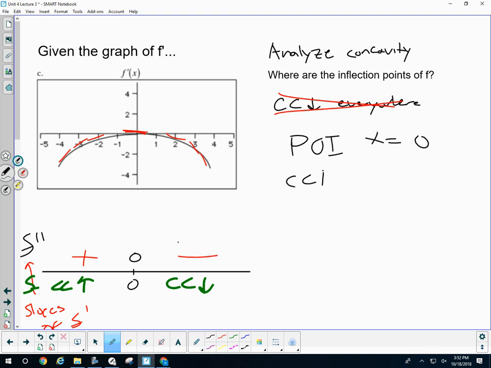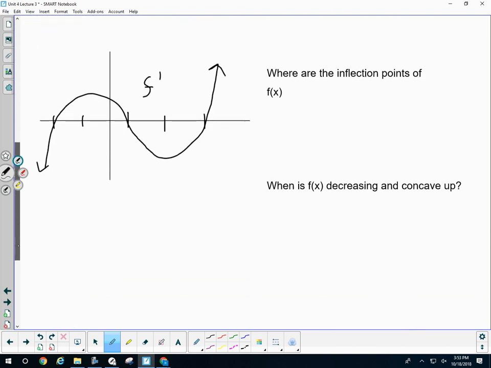We are concave up when x is less than 0. We are concave down when x is greater than 0. Understanding that we are talking about f, not f prime. F's point of inflection, which we can't see, is at 0. F is concave up when x is less than 0. F is concave down when x is greater than 0. Okay? Great.